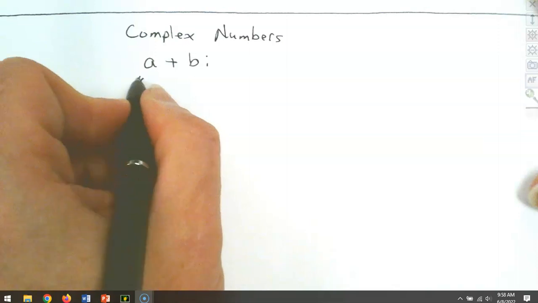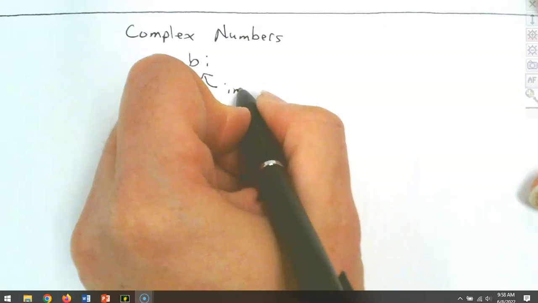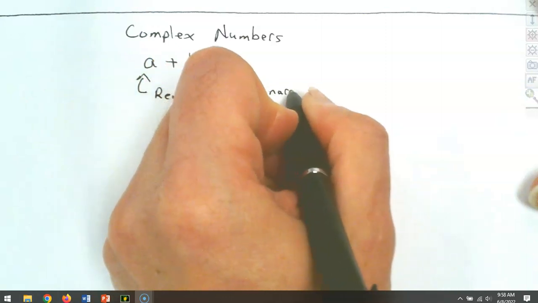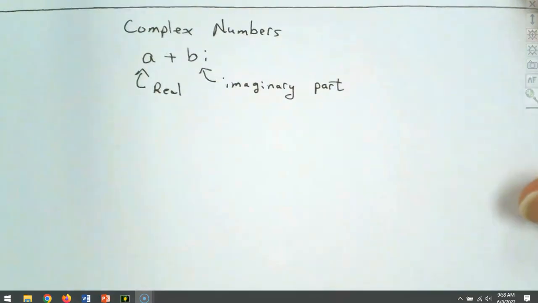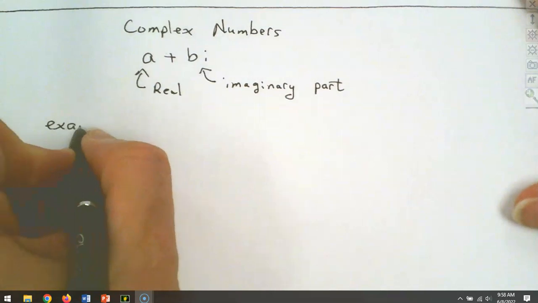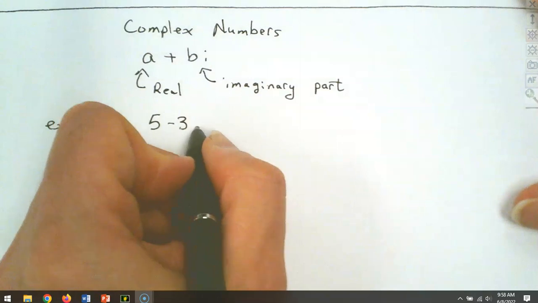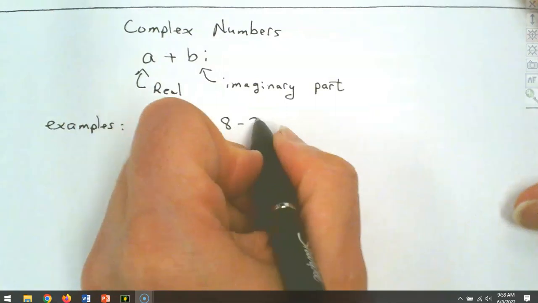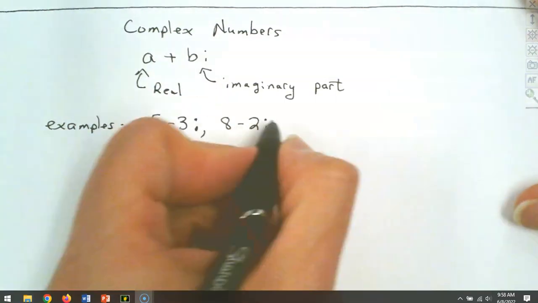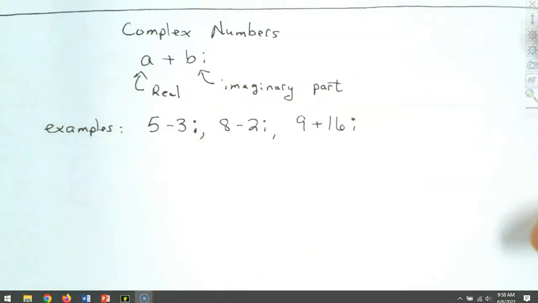They have a real part in front, and they have an imaginary part. Let's look at some examples of complex numbers. How about 5 minus 3i? That's a complex number. 8 minus 2i. Again, complex number. And 9 plus 16i. Complex number. They have a real part, and they have an imaginary part.